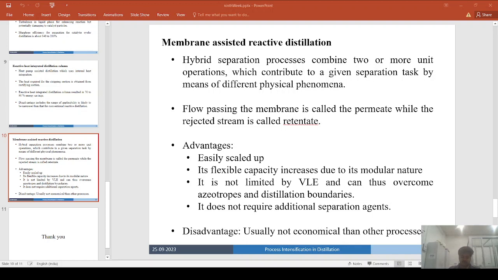Configuration C represents the high selectivity of the membrane that is used to pre-fractionate the mixture, which relieves the distillation column, and this may lead to a smaller distillation column and lower reflux ratios. In configuration D, the membrane is used to separate a three-component mixture.